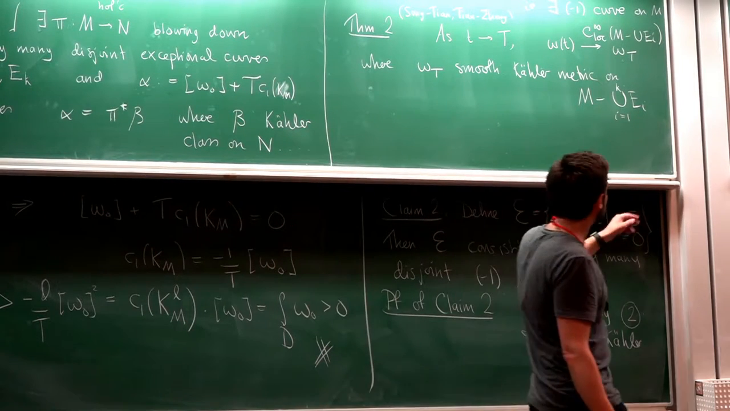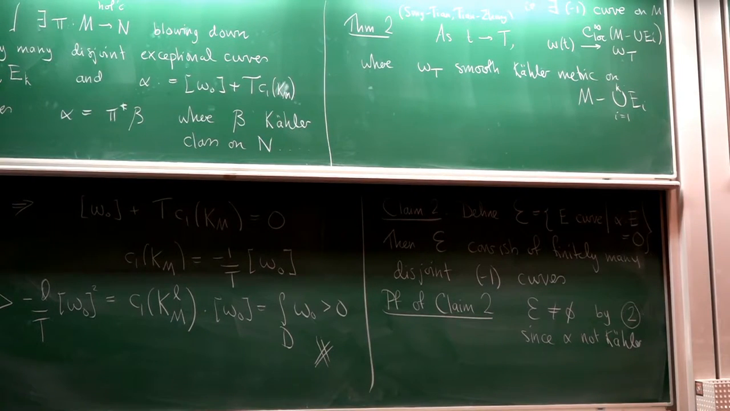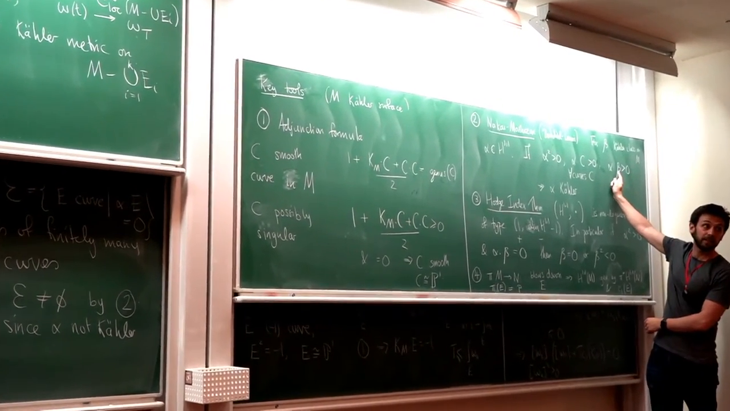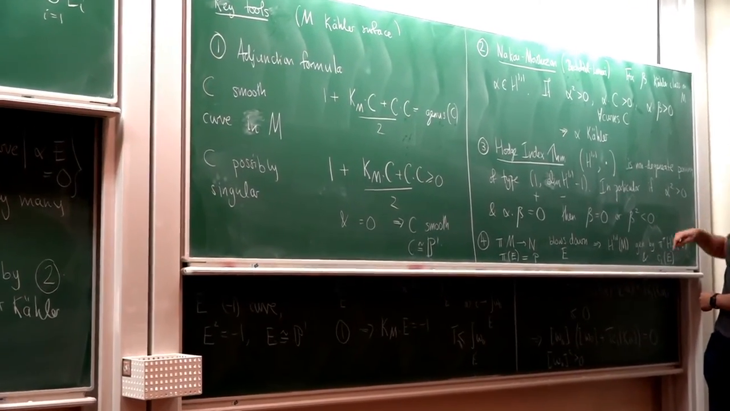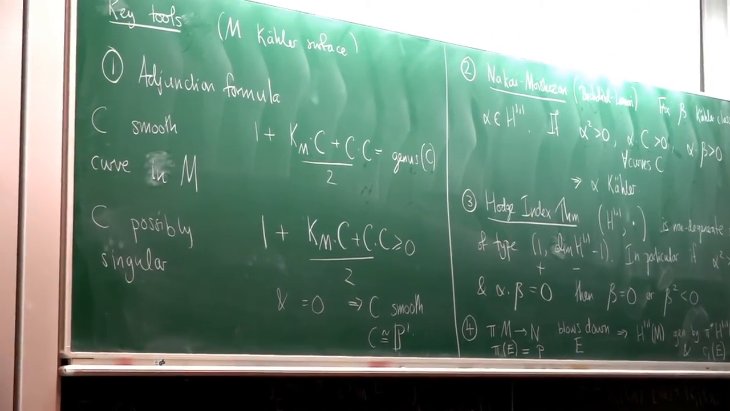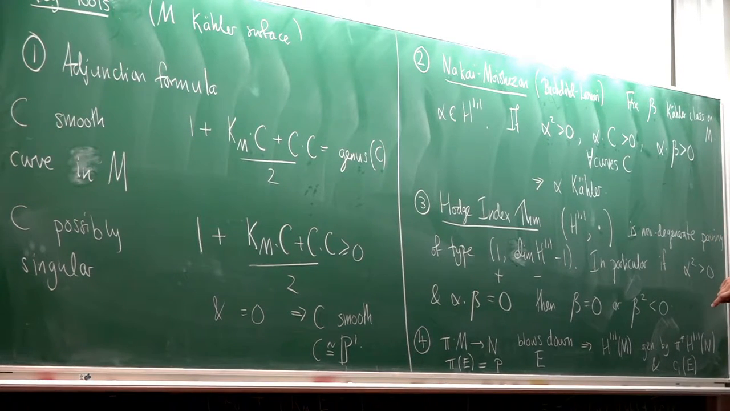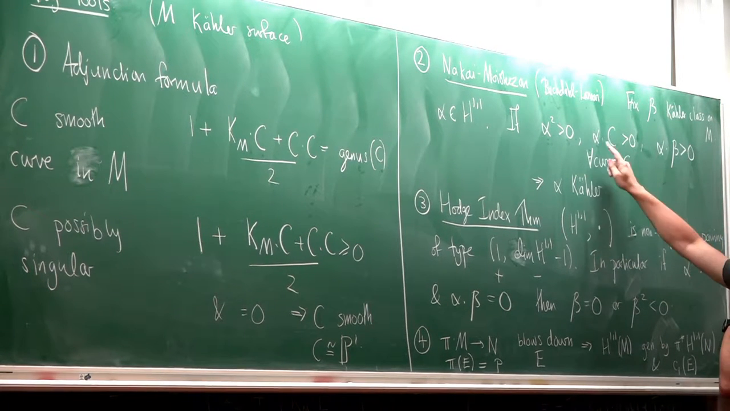So alpha is not Kahler. Not being Kahler means that, but on the other hand, we know that the square is positive. So one of these two things has to fail. And maybe it's not, right, why does this one not fail? But I claim that this one has to be the one that fails.